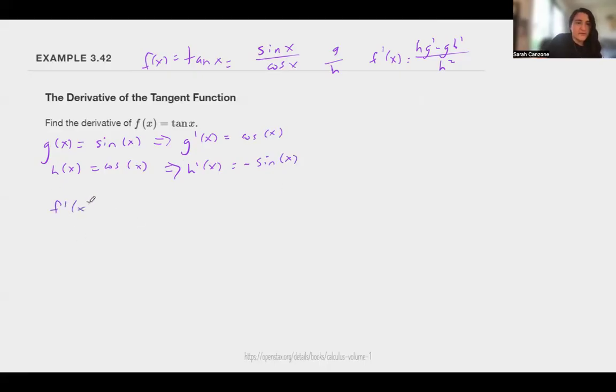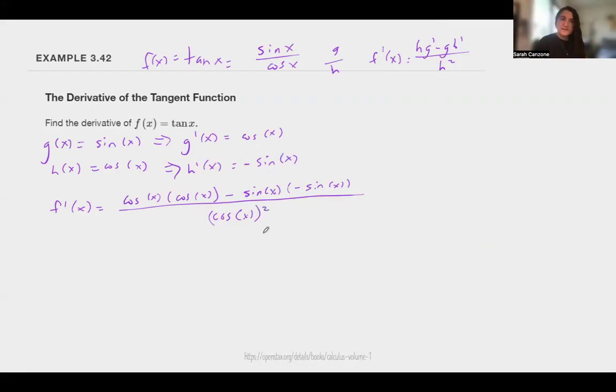So we can say, okay, f prime of x is h times g prime. So h is cosine of x times g prime, which is cosine of x, minus g times h prime. So this is sine of x times h prime, which is negative sine of x, all over h squared, which is cosine of x squared. Okay, so normally I would say let's leave it. But because we're looking to find the derivative of the tangent and we're looking to prove that it is what I'm going to say it is, I'm going to simplify this, especially because we see cosine times cosine and sine times sine. So first of all, negative times a negative is positive.